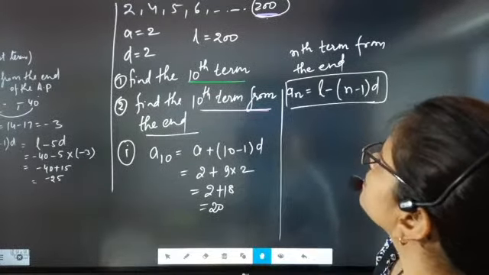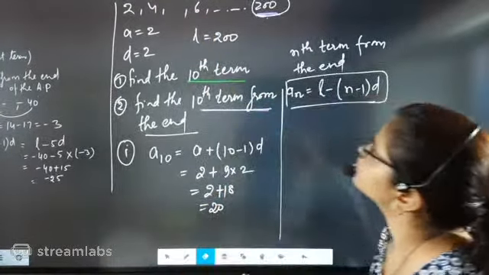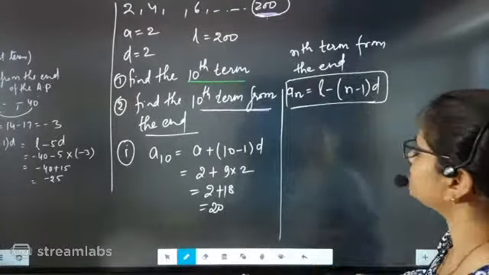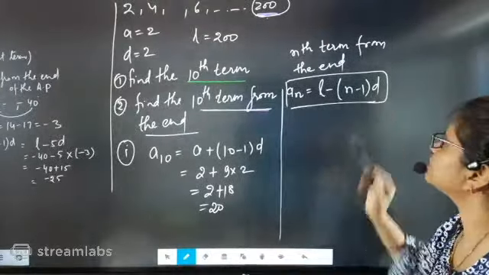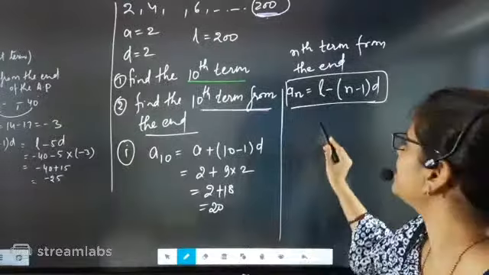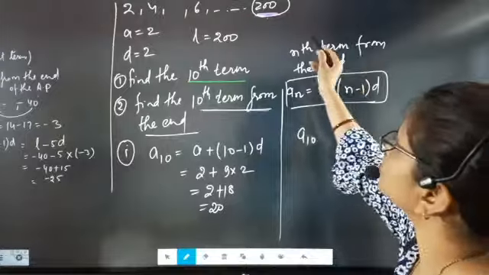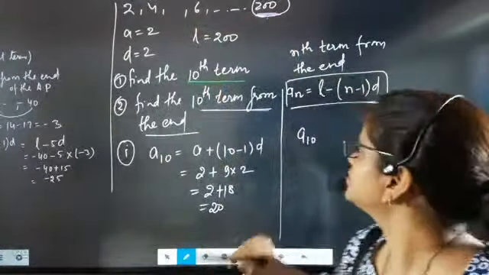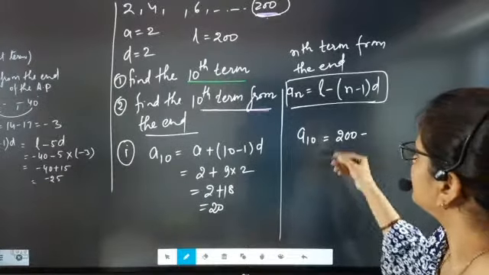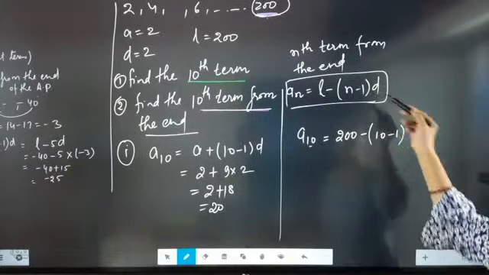The sequence is 2, 4, 6, 8 like that. Now in this sequence an is equal to L minus (n minus 1) into D. That means first you have to check from the last term if they are telling. Here which term do they want from the last? The 10th term from the last. That means you have to go backward. For going backward we need the last term. The last term is 200 minus how many terms? 10. 10 minus 1, and the common difference is 2.